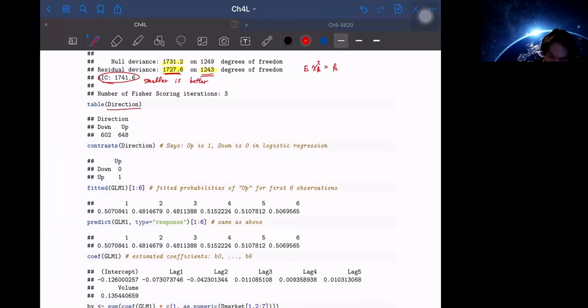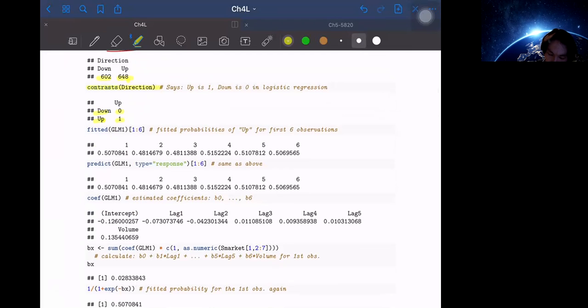And the table of direction. So this is just the summary statistic. In 602 days, the stock market is down, and in 648 days, the stock market is up. And the coding is here. So if you type contrasts, then you can see the down is interpreted as 0 and up is interpreted as 1. So that's why the logistic regression works.